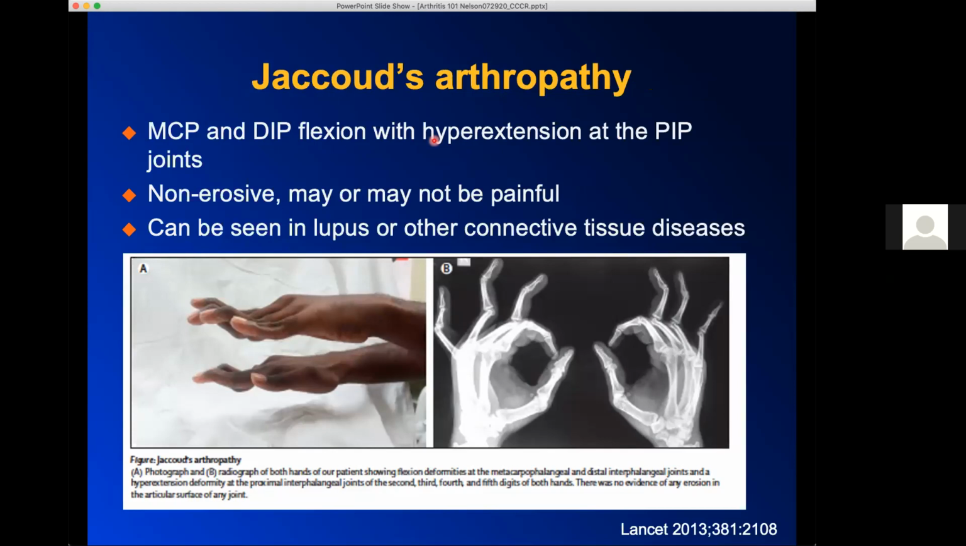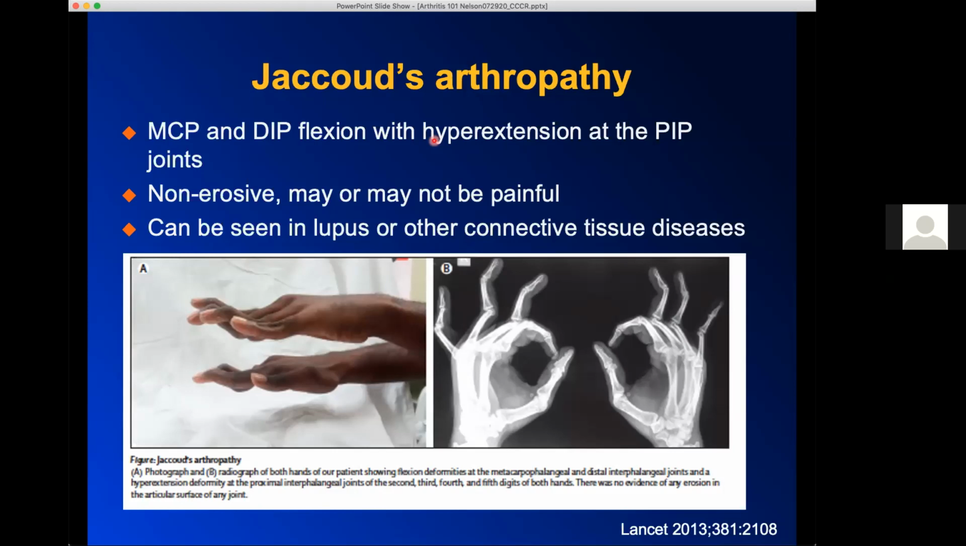But in Jaccoud's, they're completely reducible. So if you took that patient's hand and gently flattened it back out, it would go completely flat, and you could make an x-ray that looked perfect of that if you wanted to. It's typically non-erosive. It can be painful, but not always. Some patients walk around with hands that look like this and they're fine and perfectly functional. So it's just nice to be aware that this is another process that can happen.